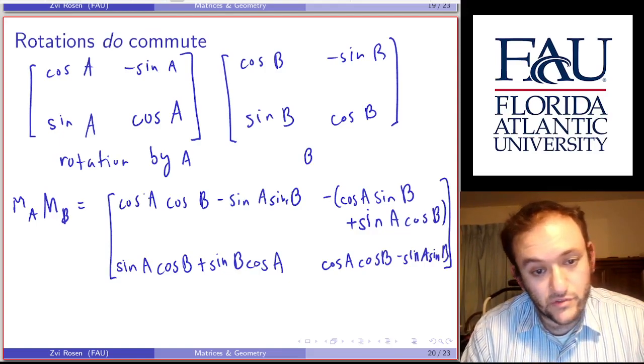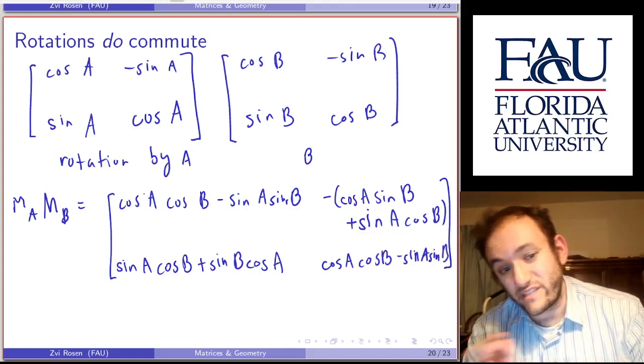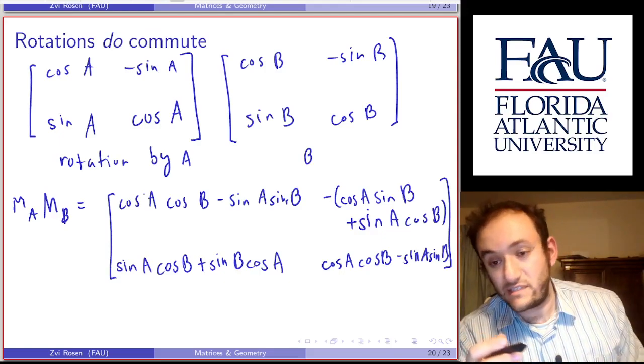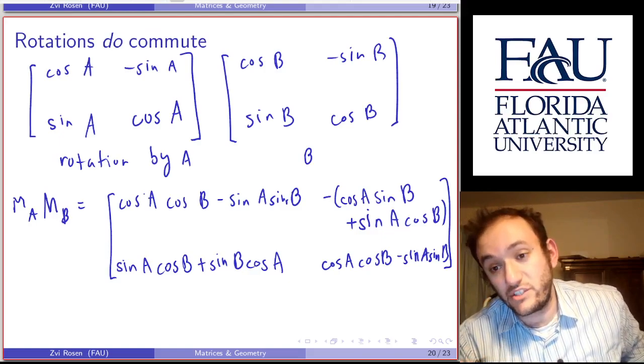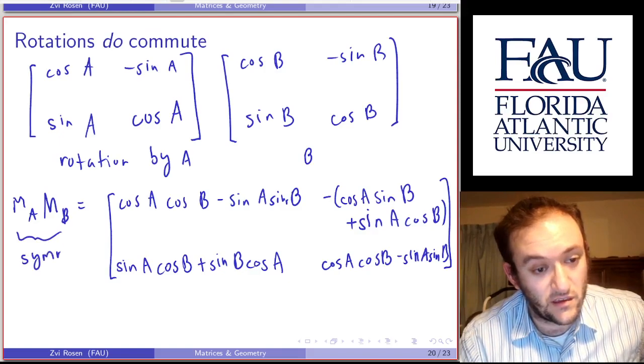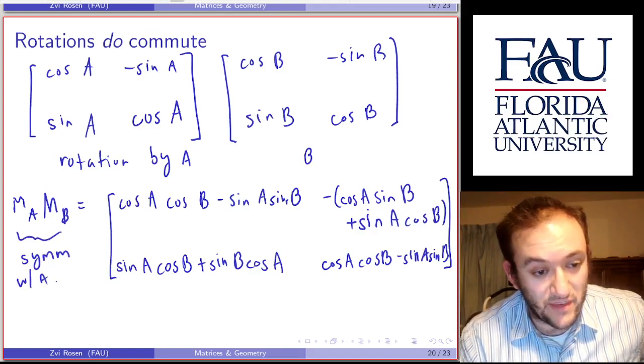Okay. So one thing you could do is just say, what happens if I switch A and B? Because the formulas are the same, I just have to switch A and B and see if the values in this product change, and they don't. So this is symmetric with A and B, so that means that they commute.